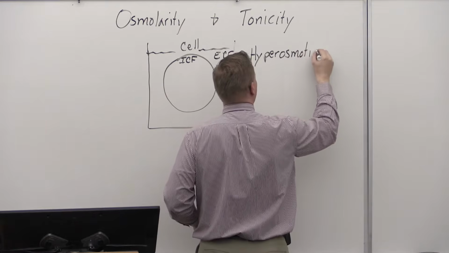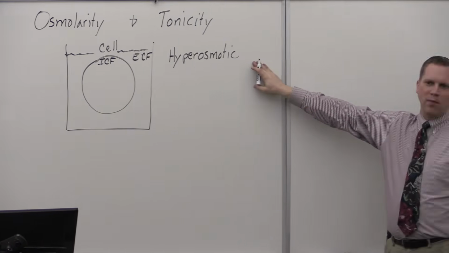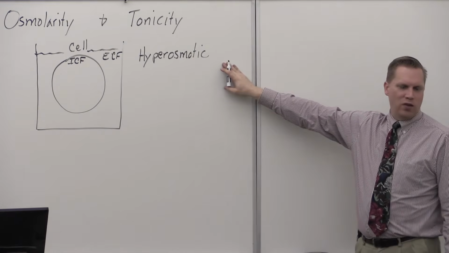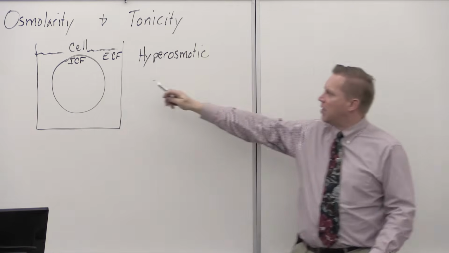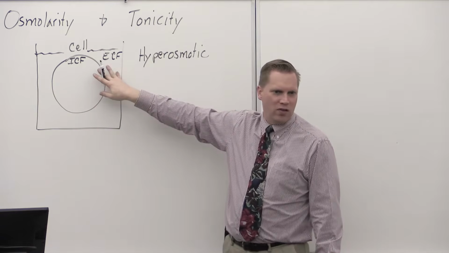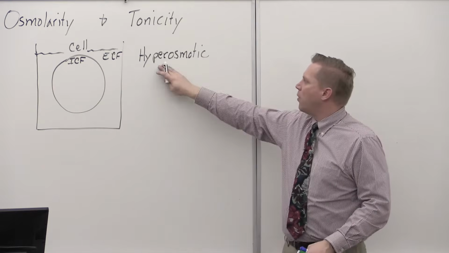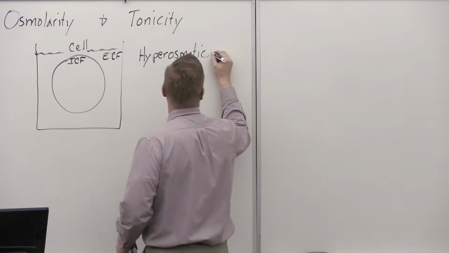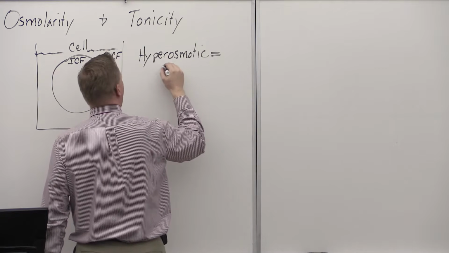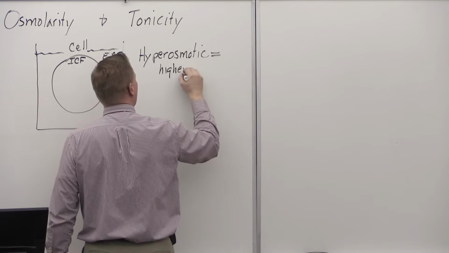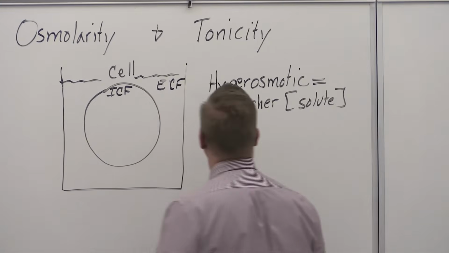So we have a term called hyperosmotic. Okay? So hyperosmotic describes the osmolarity of a solution in relationship to another solution. It doesn't have to be the ICF and ECF. It could be 2 beakers next to each other. And hyperosmotic simply means that one of the solutions has a higher concentration of solute, whatever that might be.